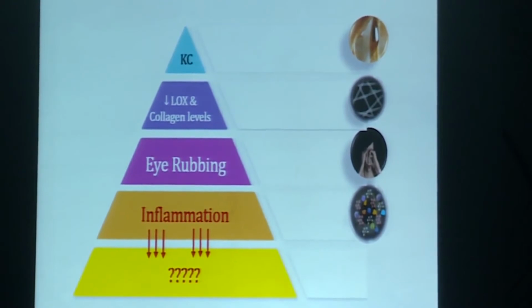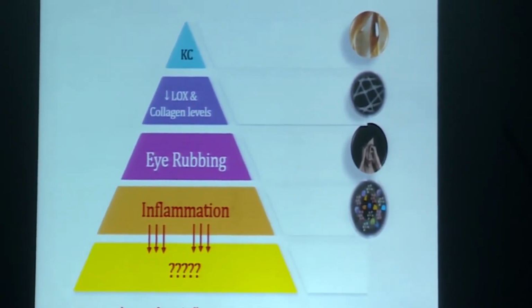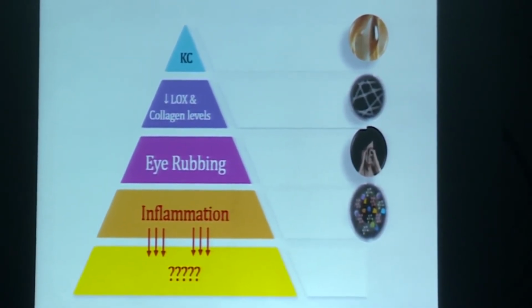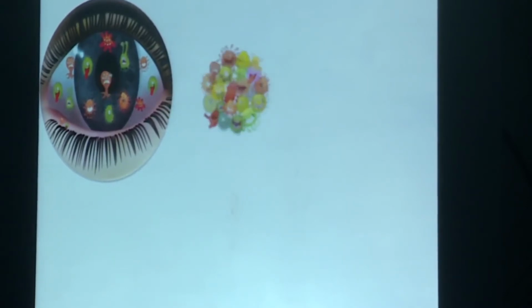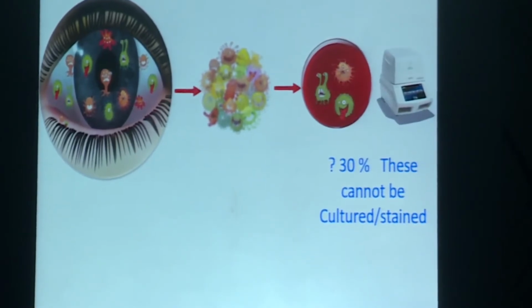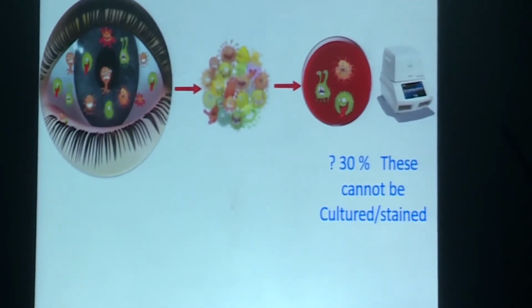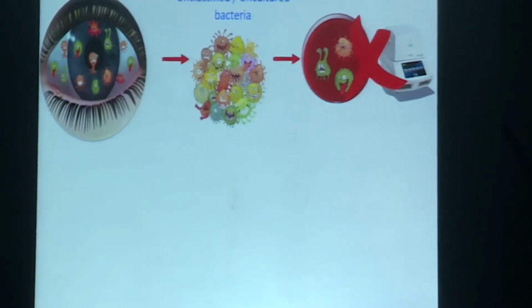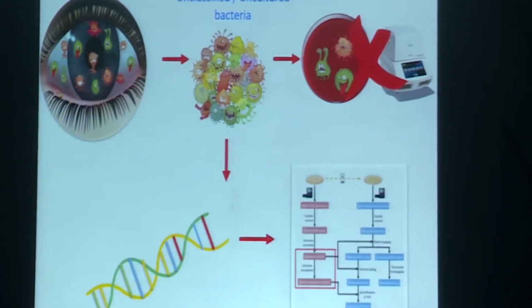Like other systemic conditions, is ocular surface inflammation also driven by unknown bacteria or the microbiome? We wanted to study whether the microbiome is leading to these ocular surface changes and to keratoconus. But the challenge here was, how do we study the microbiome of the eye? Because 30% of these bacteria cannot be cultured or stained. So how do we overcome this challenge? We decided to do metagenomic sequencing of these bacteria from the ocular surface and study the disease pathway.